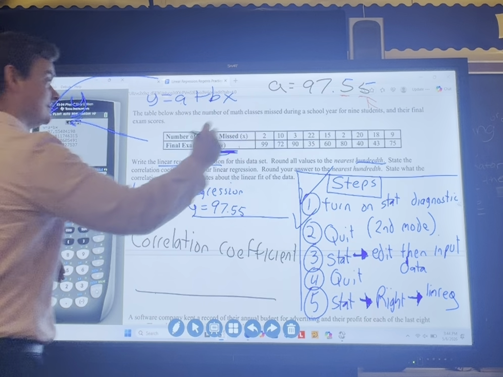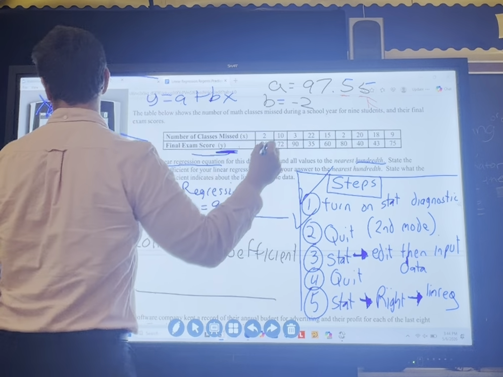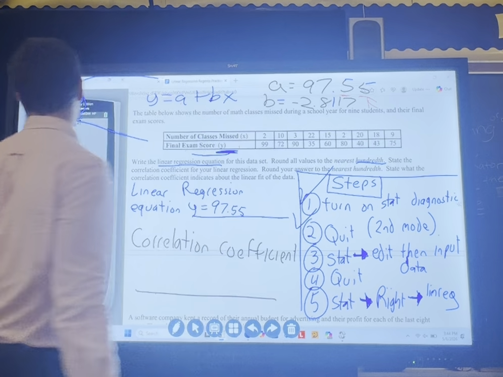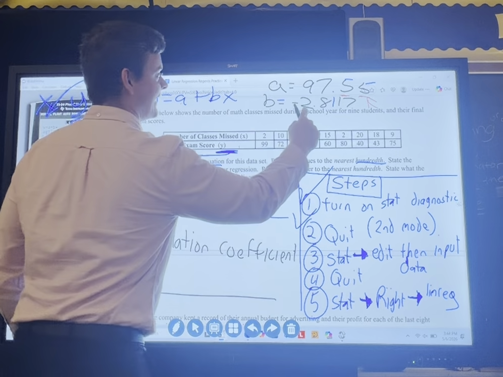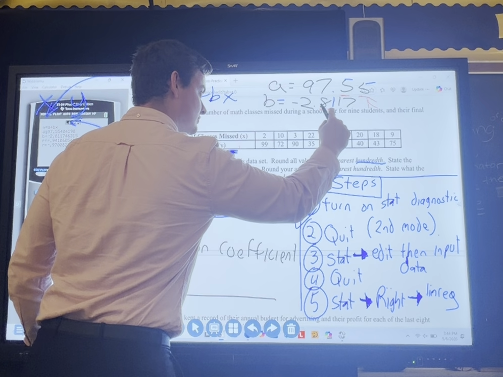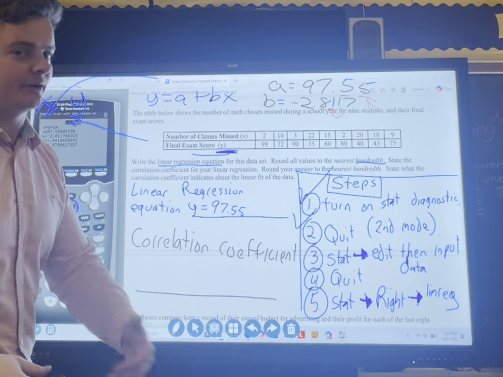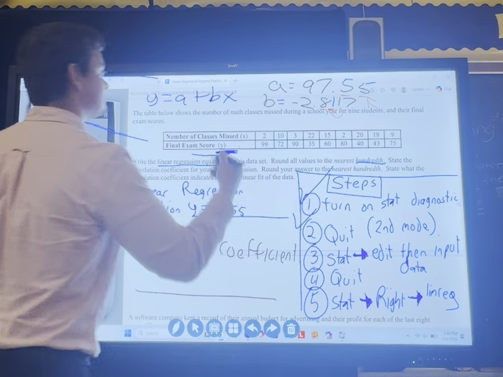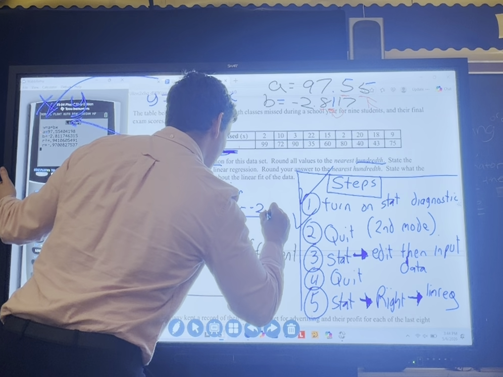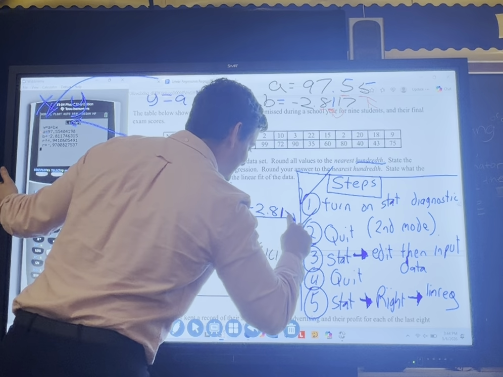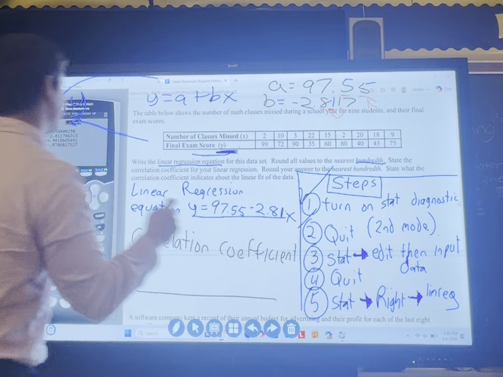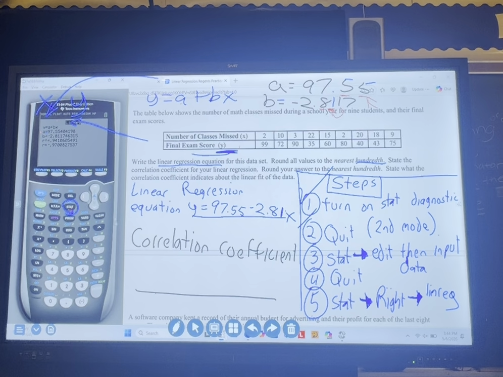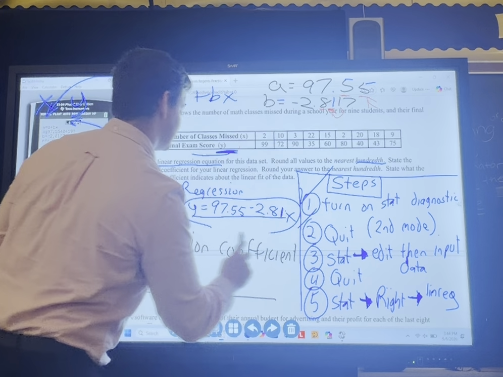My B is negative 2.8117. Same thing. Negative 2.81. This is my hundredths. Is 1 big enough to make the 1 bigger? No. The rule is 5 and above, give it a shove. 4 and below, stay low. So it's minus 2.81x. Do not forget the x. The x goes with the b. If you forget the x, the whole thing is wrong. Do not forget the x. This is my linear regression equation.